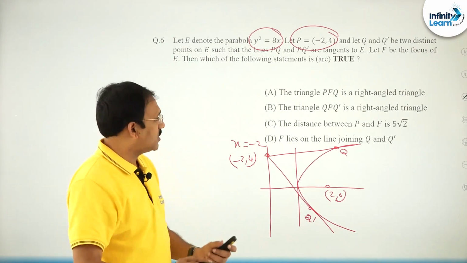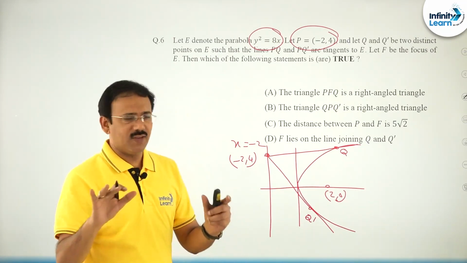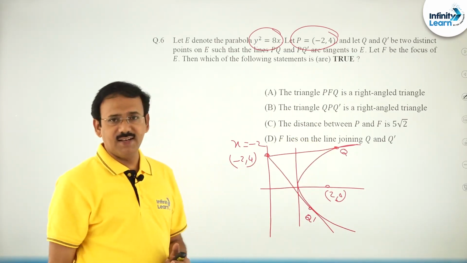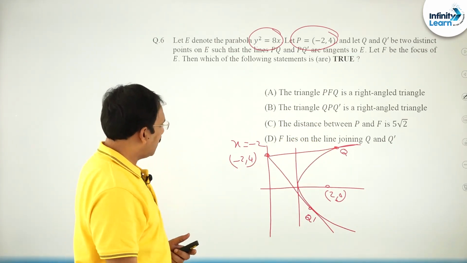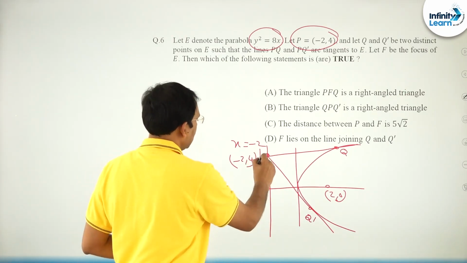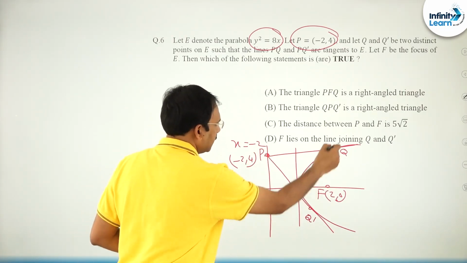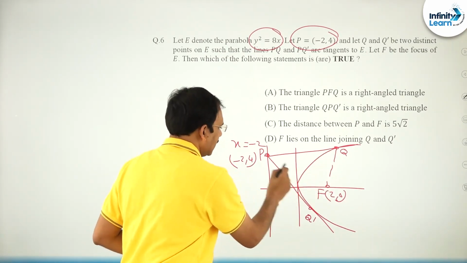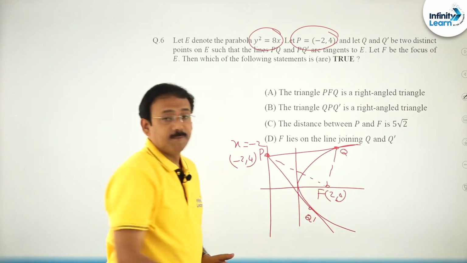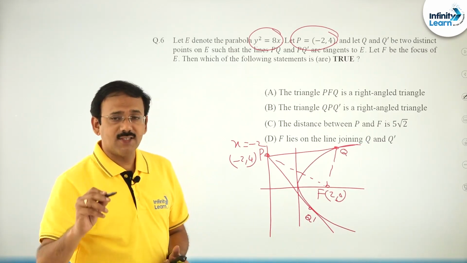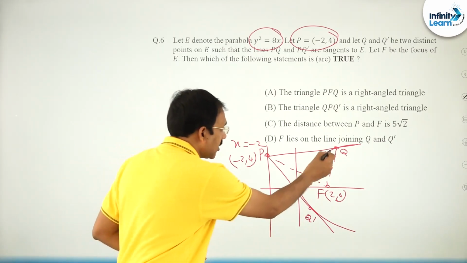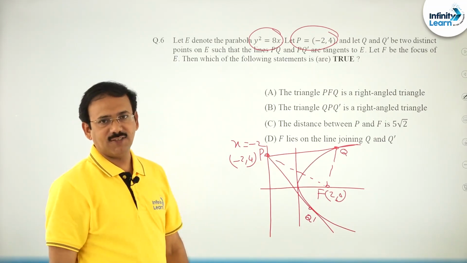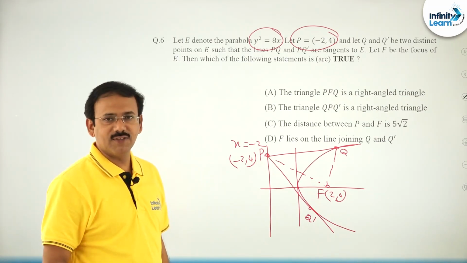And you see, without any calculation we can close this problem. The triangle PFQ is a right angled triangle, am I correct? P is this point, F is the focus, Q is this, am I correct? Is it a right angled triangle? Really? Yes. The portion of the tangent between the point of contact and the directrix subtends a right angle at the focus. I think you are aware of this result.